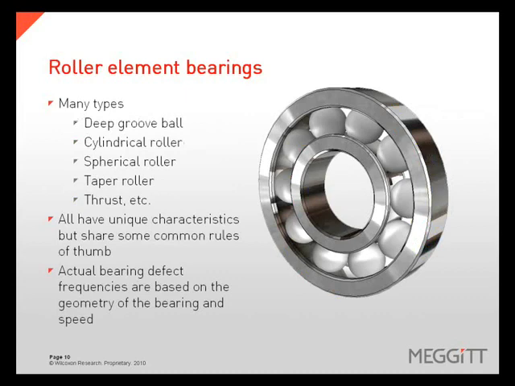There are many different types of roller element bearings that include deep groove ball bearings, cylindrical roller bearings, spherical roller bearings, thrust bearings, and others. Each type of bearing will have unique characteristics, but they will all share some common rules of thumb. The actual bearing defect frequencies are based off the geometry of the bearing and the speed at which it rotates.